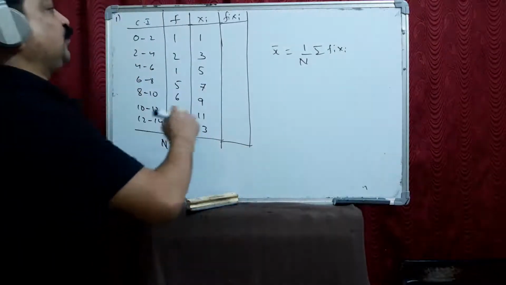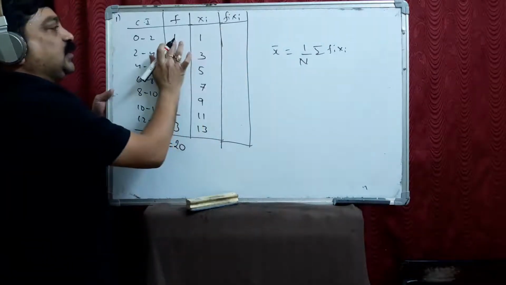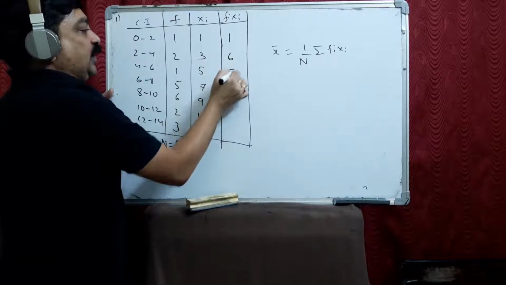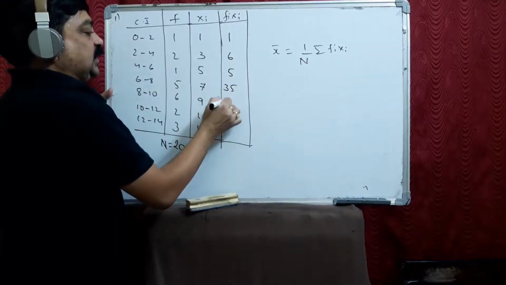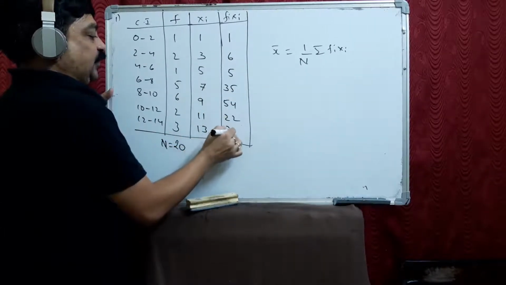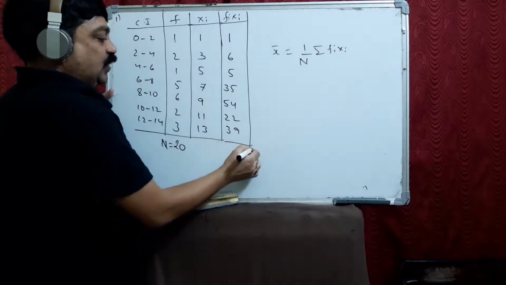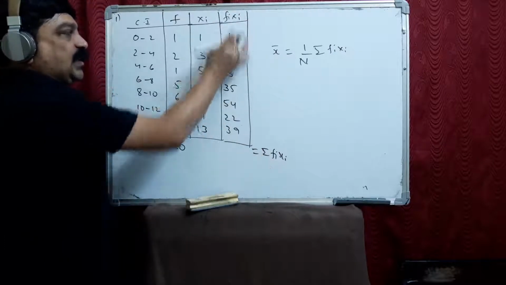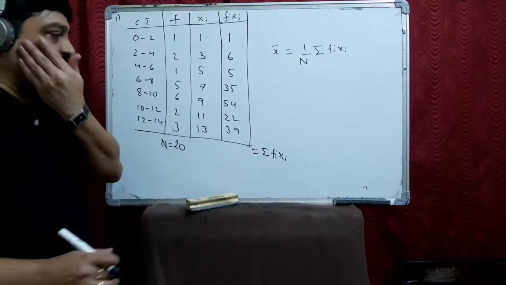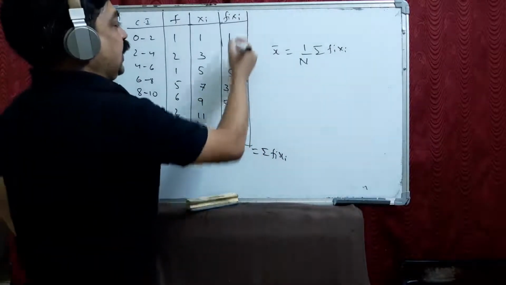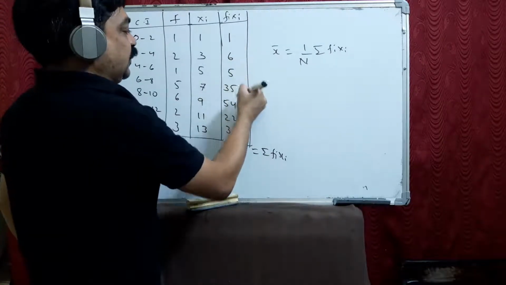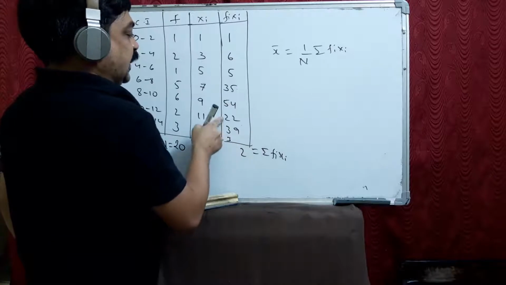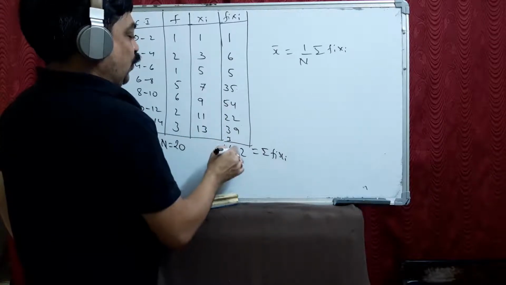Okay. Now let us calculate Fi Xi. That means you have to take the product of these: 1 into 1, 2 into 3, 5 into 5, 5 into 7, 6 into 9, 2 into 11, 3 into 39. And when you add this, you will get the value of sigma Fi Xi. Sigma is nothing but summation. So what value do we get? Let us add this: 7, 12, 17, 21, 23, 32, 6, 8, 13, 16, 162.